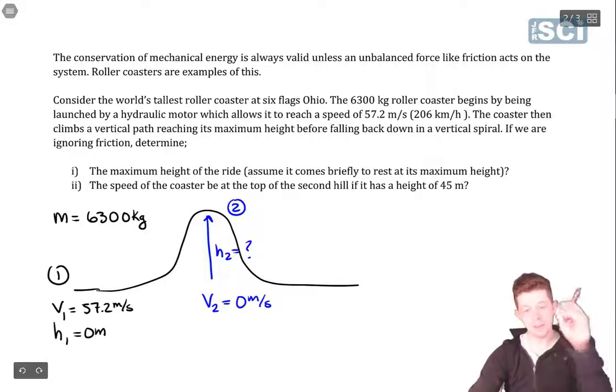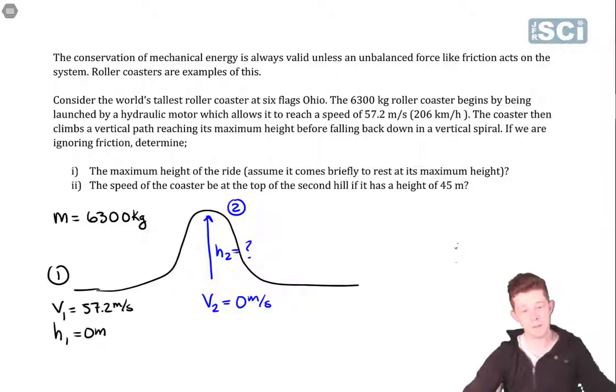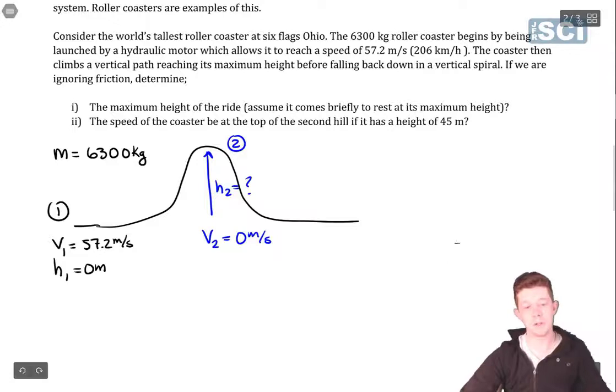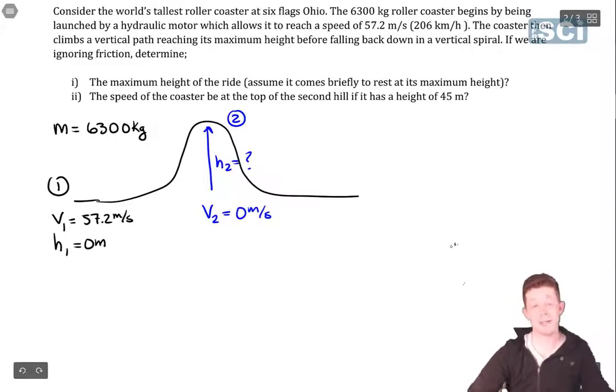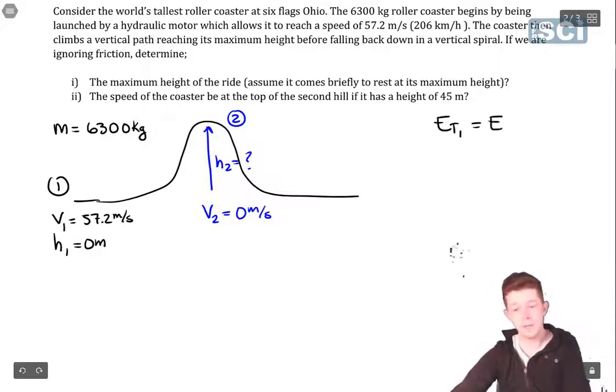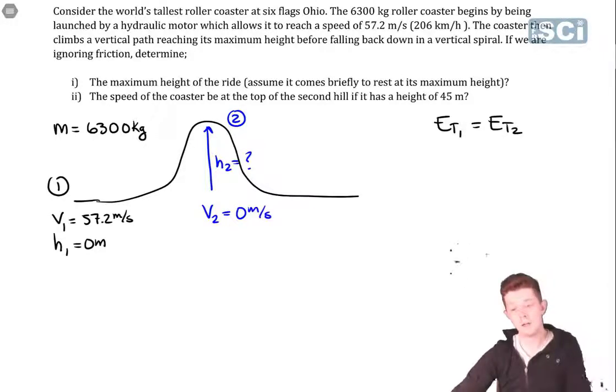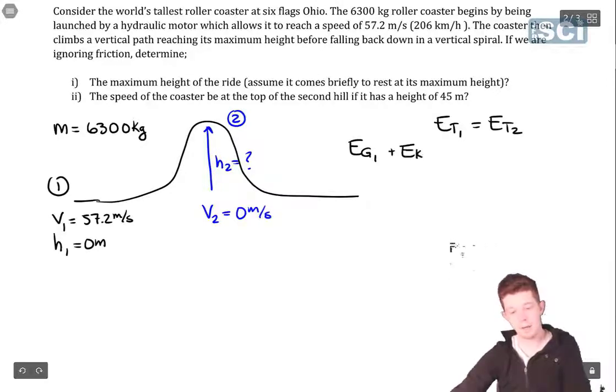Is this going to get to the top, just become 0, and then fall over the other side? So we're going to use conservation of energy to determine the maximum height. So using conservation of energy, I'm going to say the energy at the very beginning, at the bottom of the hill, ET1, is equal to ET2, the total energy at the top of the hill. So that tells me that I could potentially have gravitational potential energy at the bottom, plus the kinetic energy at the bottom.